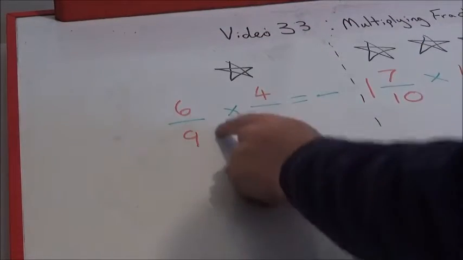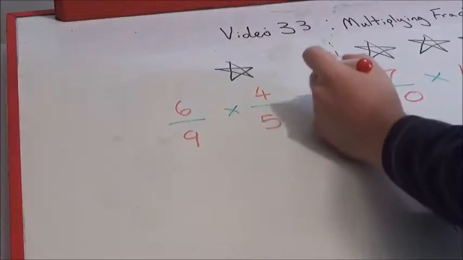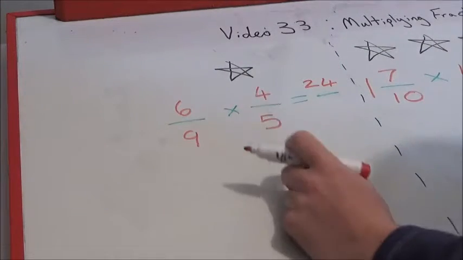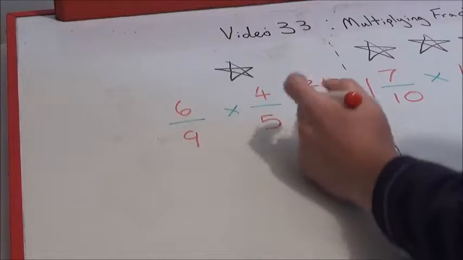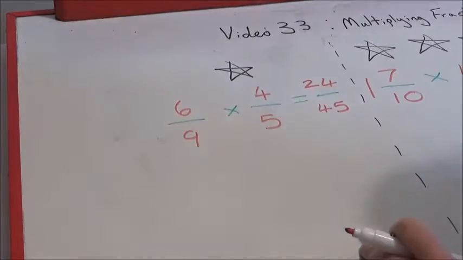Alright, so 6/9 multiplied by 4/5. Again, 6 times 4 equals 24, multiplying those 2 numerators together, and then multiplying the 2 denominators together. 9 times 5 is 45. So we have 24/45.